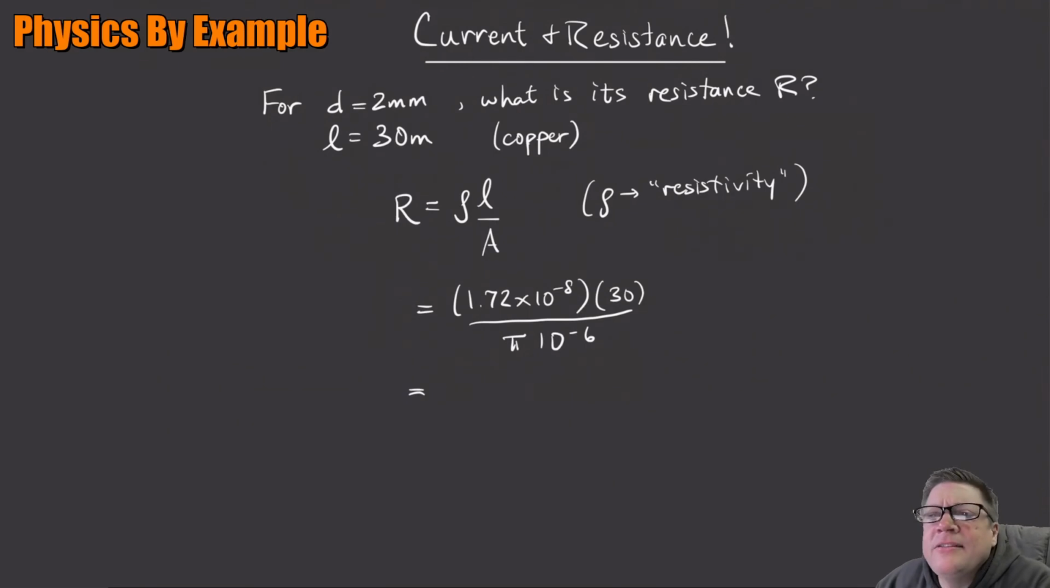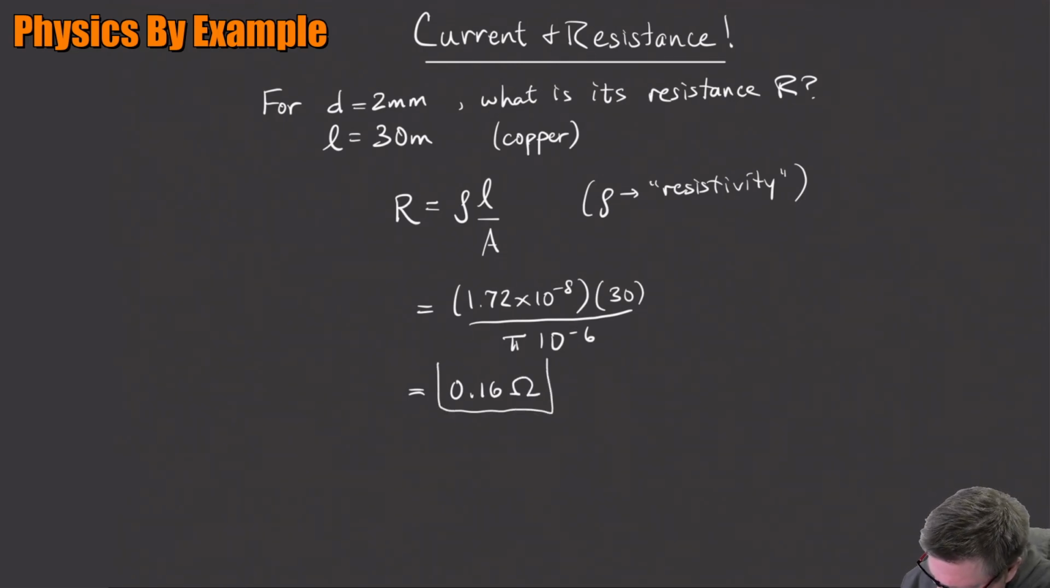And so if I plug all these numbers in, what did I get? I got 0.16 ohms. The fundamental unit of resistance is ohms.